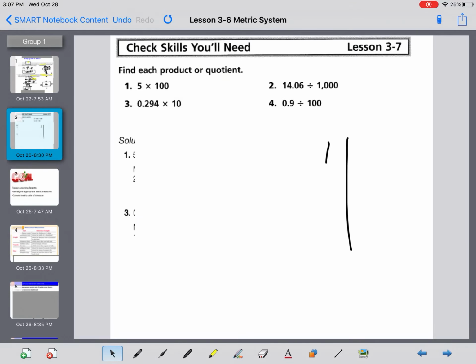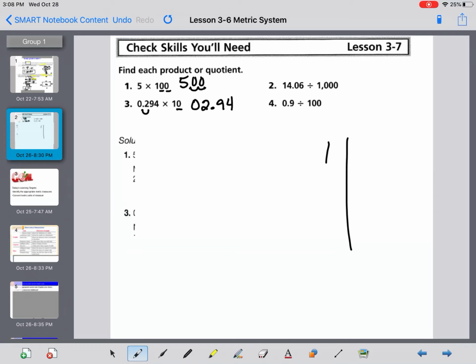Oh, there we go. Hopefully when you were doing these first 2, you saw that 5 times 100 is 500, or the number of zeros in the multiple of 10, when you're multiplying, moves the decimal 2 places to the right. So when you multiply by a multiple of 10, the decimal moves to the right. In number 3, I notice I'm multiplying by 10, which has 1 zero, so my decimal moved 1 place to the right. And so my answer is 2 and 94 hundredths.